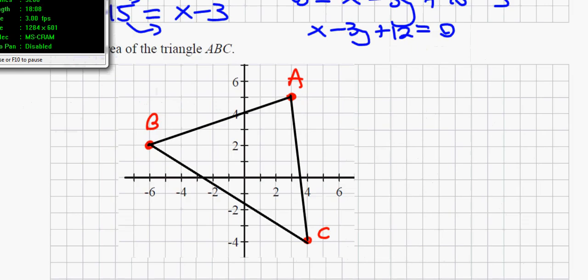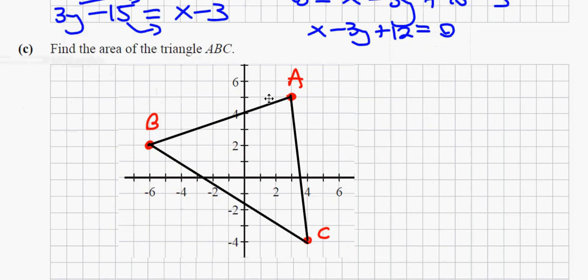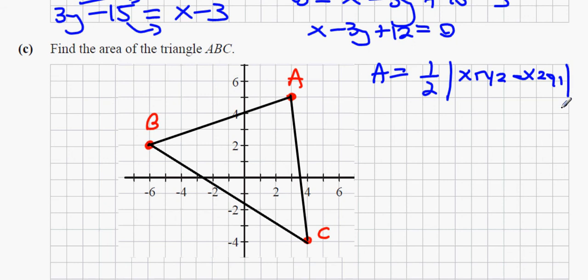Okay, so next question, we're finding the area of the triangle ABC. To find the area of the triangle using coordinate geometry, we're going to use half the modulus of x1, y2 minus x2, y1. Now, what you're going to notice is there's only two sets of points here, so it's x1, y1, x2, y2.